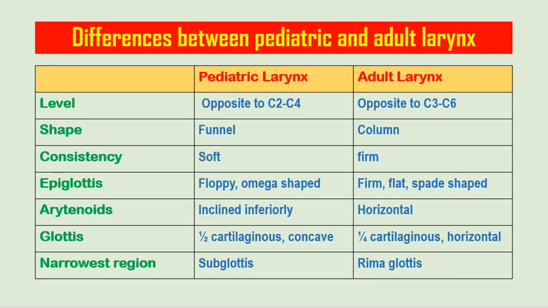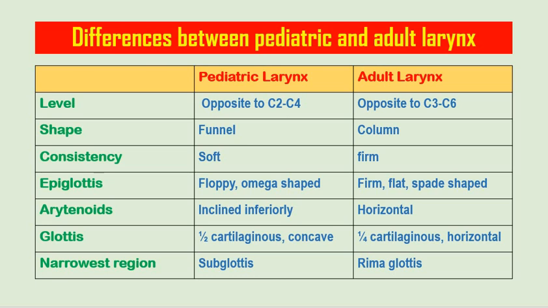The pediatric larynx is soft in consistency, whereas the adult larynx is firm in consistency. The soft larynx in children is prone to edema by small infections as well as inflammations. As you know, acute supraglottitis and acute laryngotracheobronchitis are more common in the pediatric population than the adult population, and they lead to respiratory distress, whereas in adults the infections less commonly lead to respiratory distress.